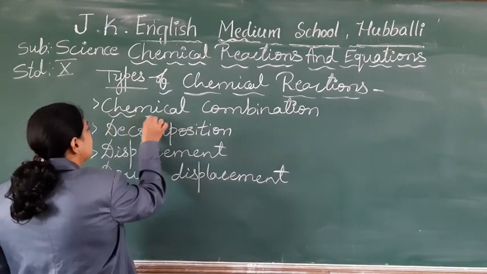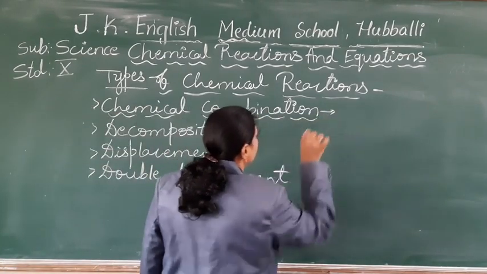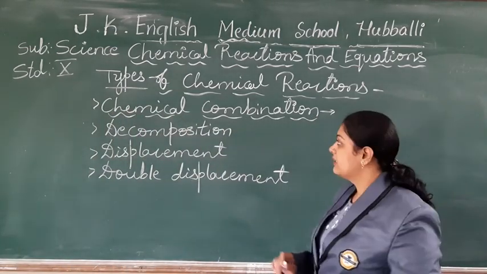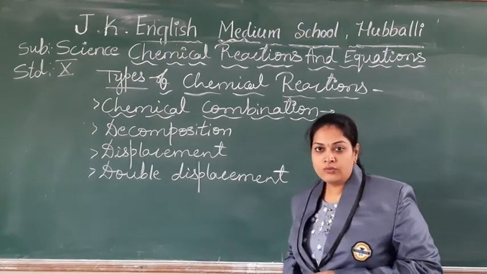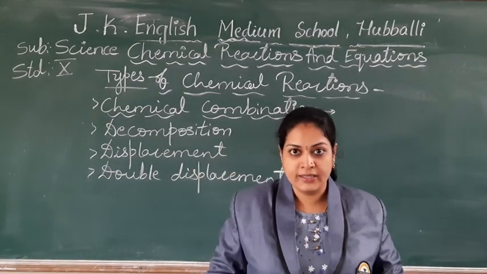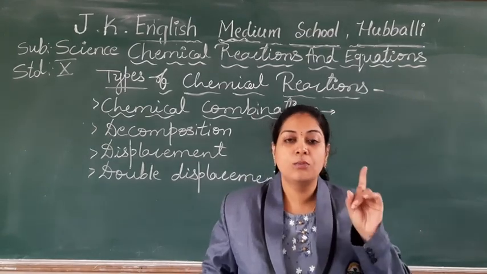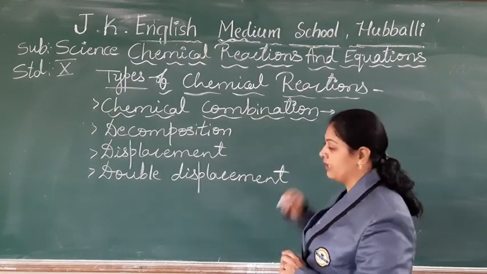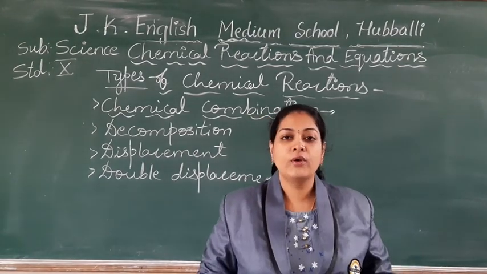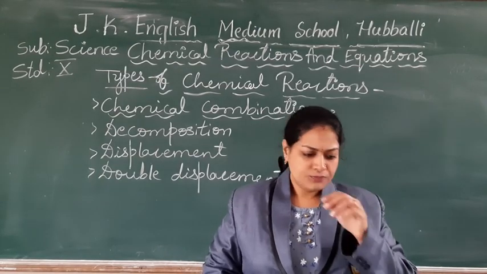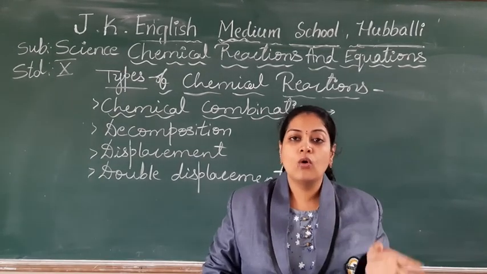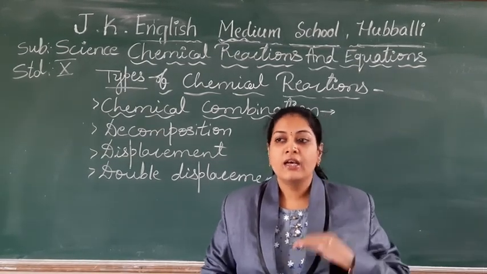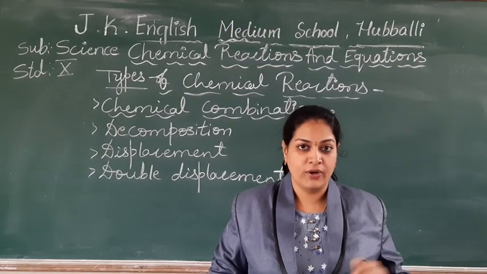The first one is chemical combination reaction. See the name, students, with this only we can understand there is the combination of 2 or more reactants to produce a single product. Can you understand? With the name we can remember: combination, combining. What you are going to combine? 2 or more types of reactants you are going to combine so that you can get a single product.